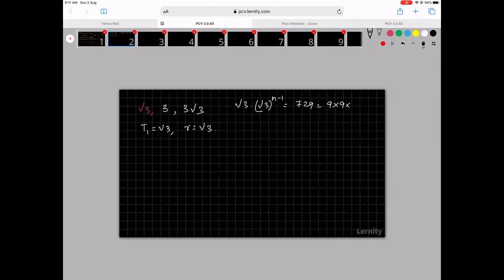729 is 9 into 9 into 9 into 9. So root 3 power n is equal to 3 power square whole power 4, so that is equal to 3 power 8. So root 3 power n is equal to root 3 power 16. So n is equal to 16. I have not made any error. So 729 is the 16th term. Yes.